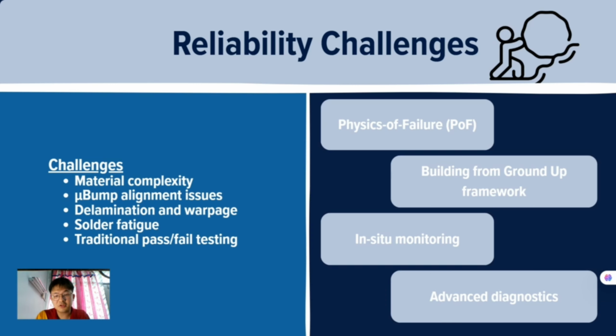So to solve this, the modern approach uses physics of failure to understand the root cause, along with a building-from-the-ground-up framework, in situ monitoring, and advanced diagnostics. Overall, reliability engineering is shifting from simple testing to predictive, physics-based analysis. So now I'll pass to my next teammate.